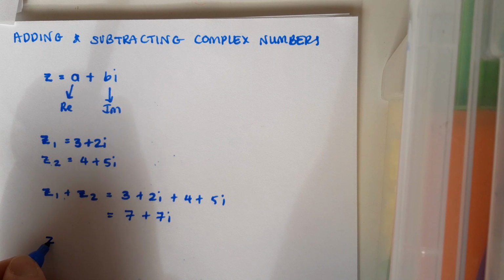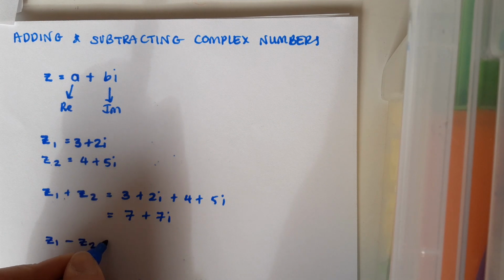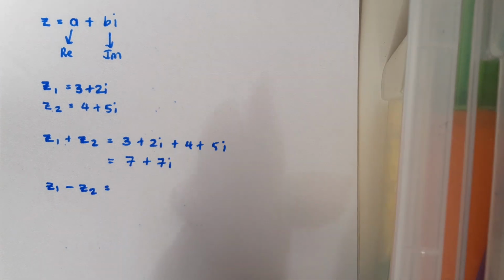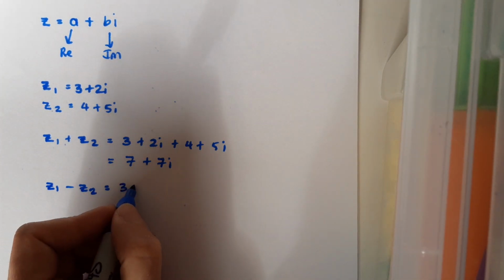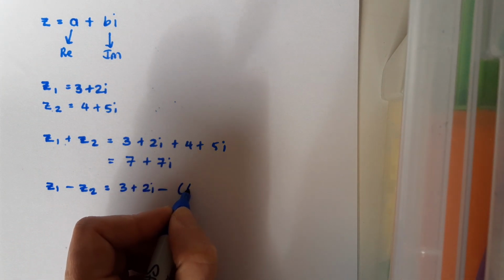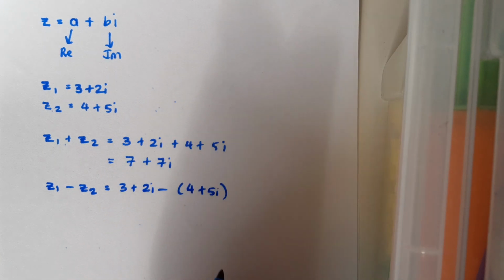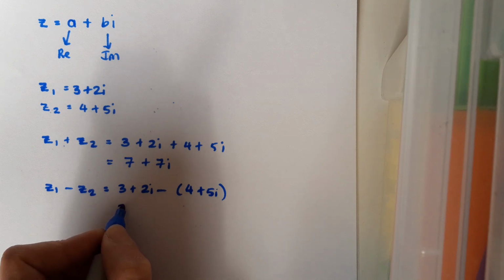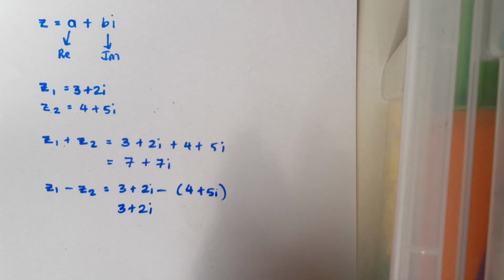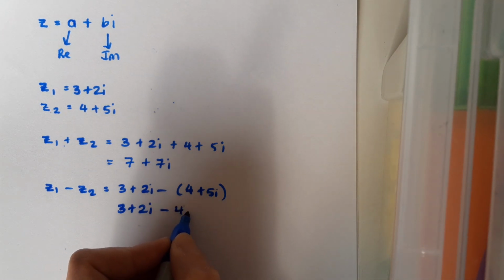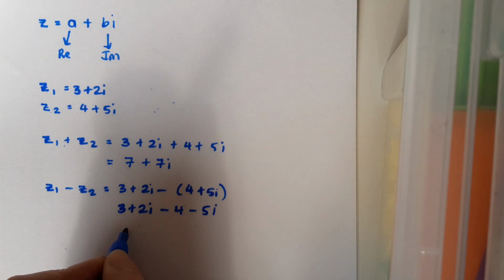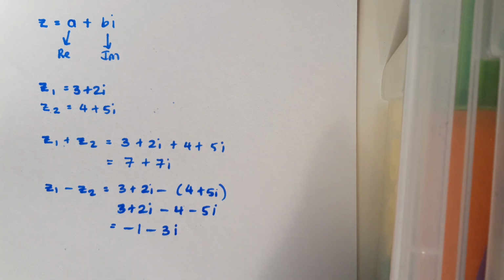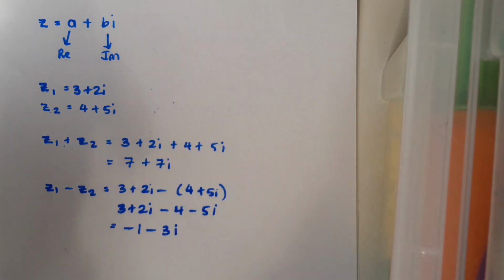I could also subtract and say z1 minus z2. So in this case, that would be 3 plus 2i minus 4 plus 5i. And of course, as usual, watch out there for your brackets and your negative. So that's going to be 3 plus 2i. I'm going to just multiply the negative into the bracket, negative 4, negative 5i. And I'm going to get minus 1, minus 3i. So job done on that score. And that's adding and subtracting.